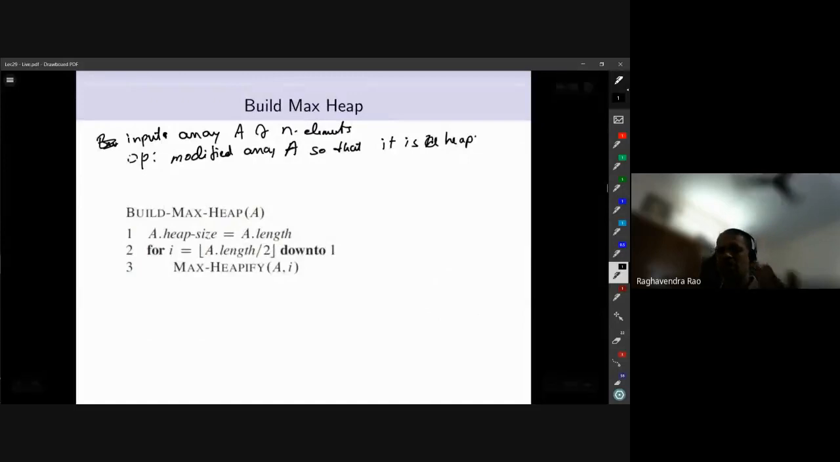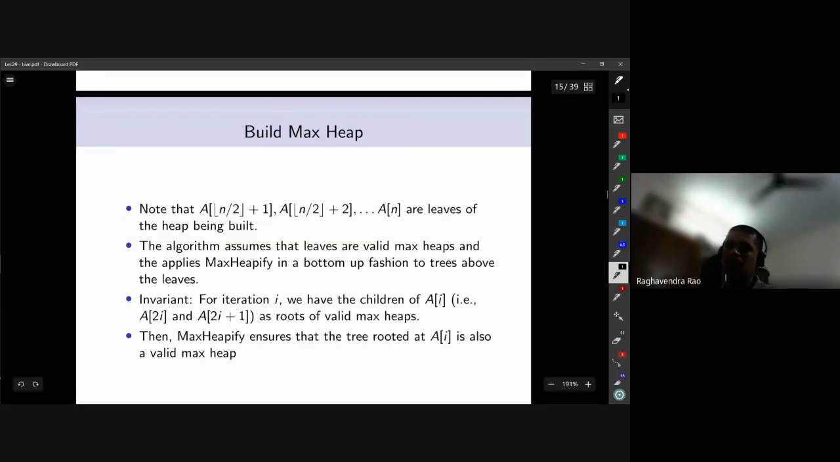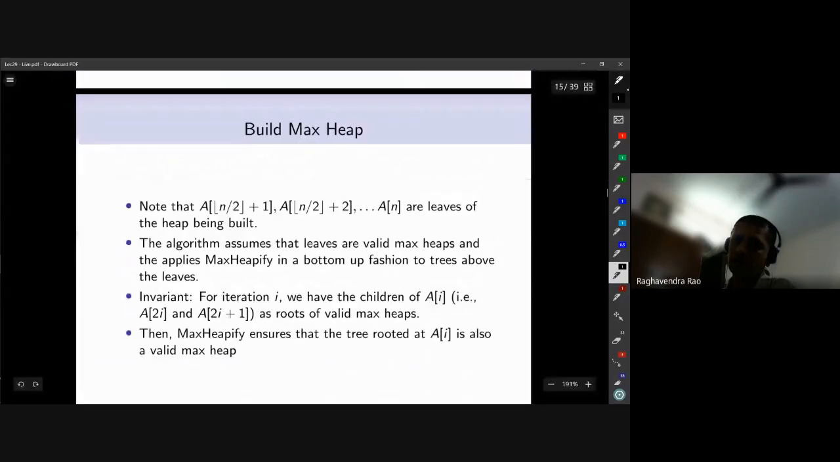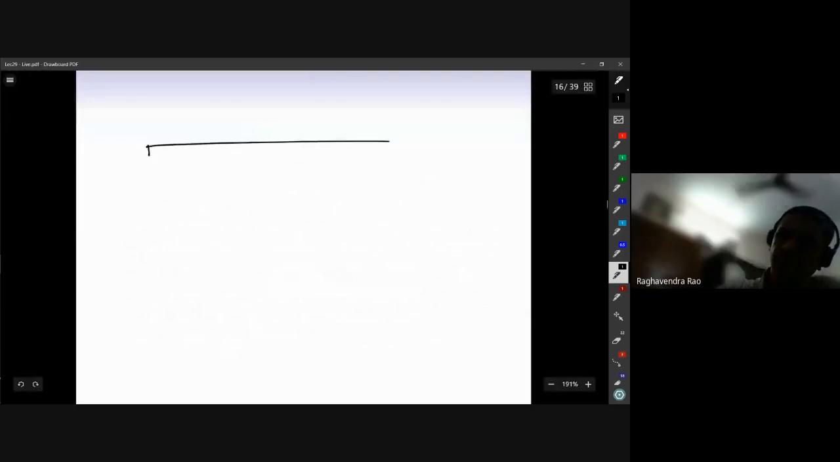So this is a procedure. Before reading this procedure, let's just describe what it is doing, then we'll come back to the procedure. First thing is, when you have a heap structure for an array, a binary tree structure for an array, let's just stare at the array.